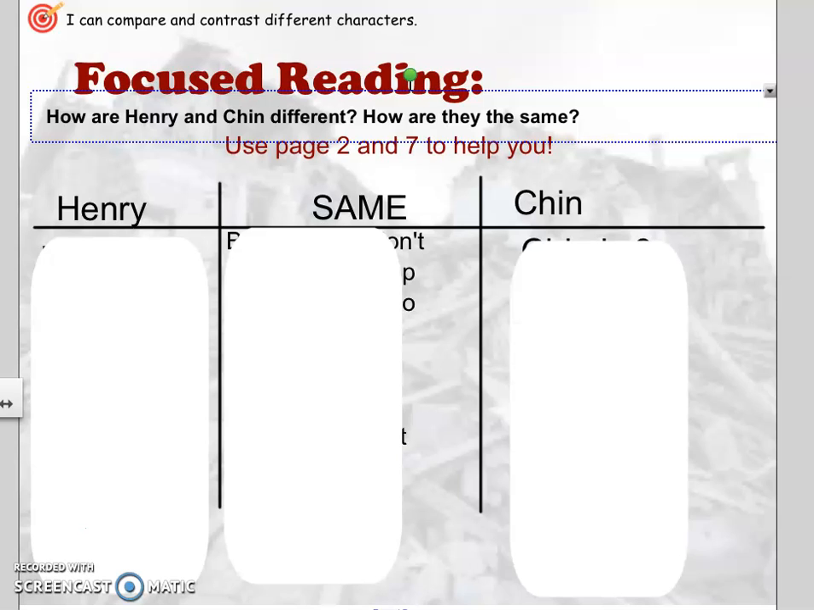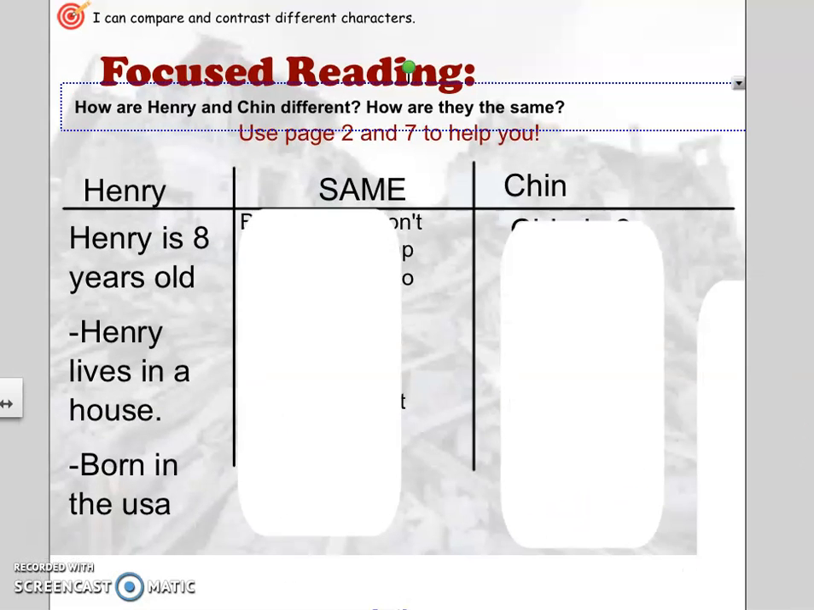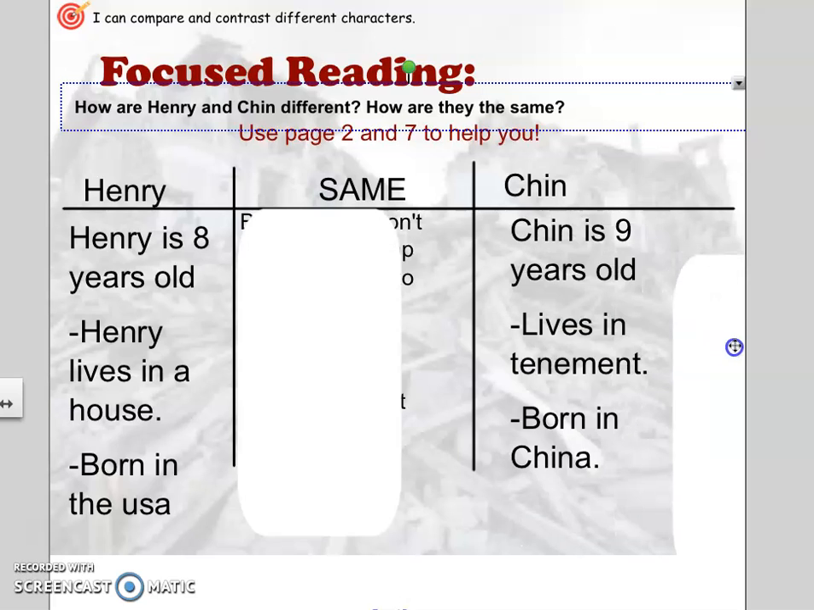First, let's look at Henry. Henry is 8 years old. Henry lives in a house and he was born in the USA. How is he different from Chin? Well, let's find out. Chin is 9 years old. He lives in a tenement, one of our vocabulary words, and was born in China.